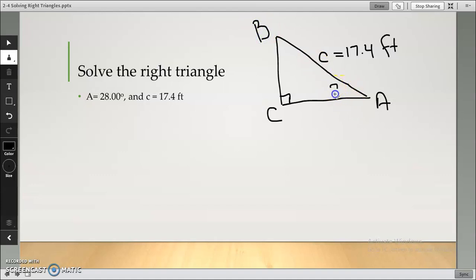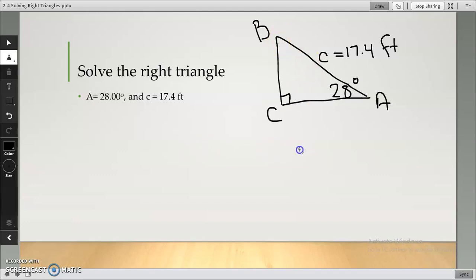And A is 28 degrees. I'm going to leave off my zeros, so I can easily find B, right? I know that the interior angles of my triangle always equal 180, and I know that this angle is 90 and this angle is 28. So 180 minus 90 minus 28 gives me 62.